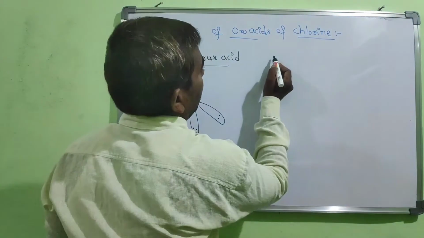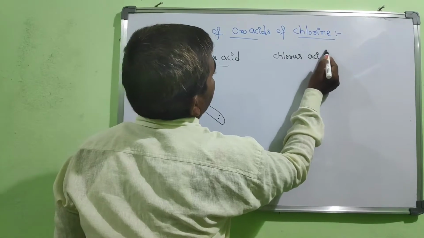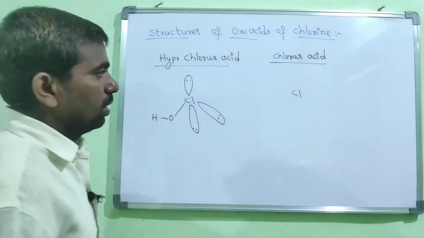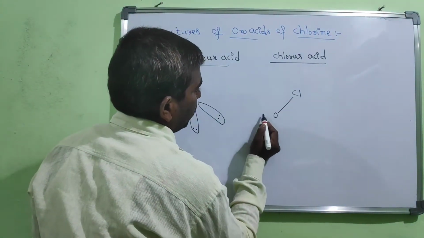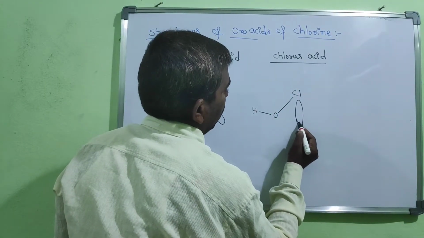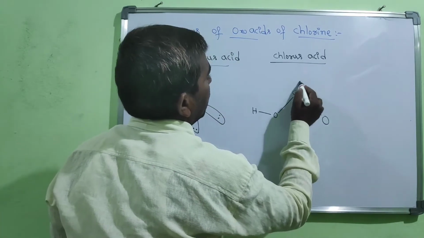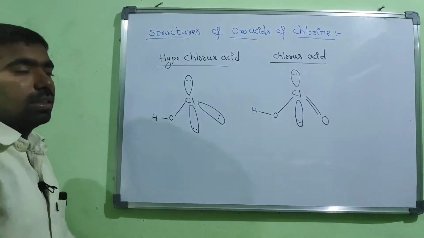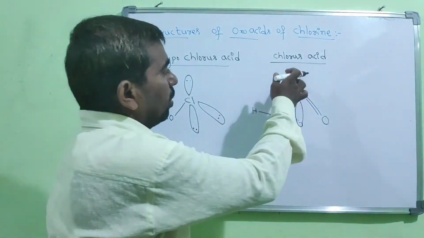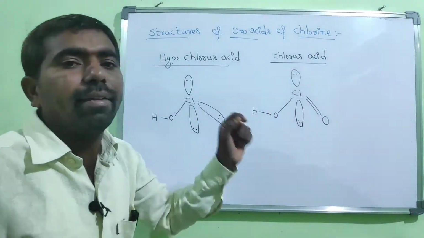Next is the structure of chlorous acid. Again the central atom is chlorine. The structure has oxygen, so OH is there. This is the lone pair, and here the double bond, and here another lone pair. That is the structure of chlorous acid. With the consideration of two lone pairs, the molecular shape is tetrahedral. Without this consideration, the molecular shape is angular.